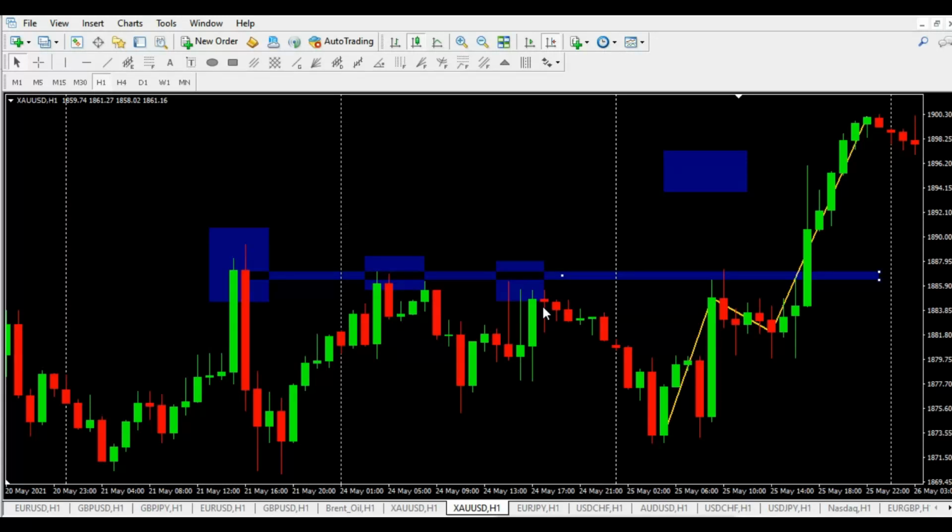A key level is not only based on the wick or shadow; a key level can also show the opposite candle, the candle with a change of color, and then they have an angle. They have an angle like this, going up, and then without any correction the market goes down. So this is one key level, and this is also a key level area.